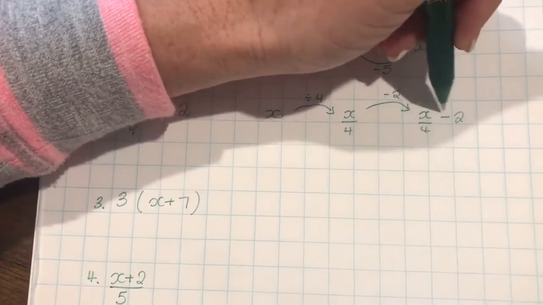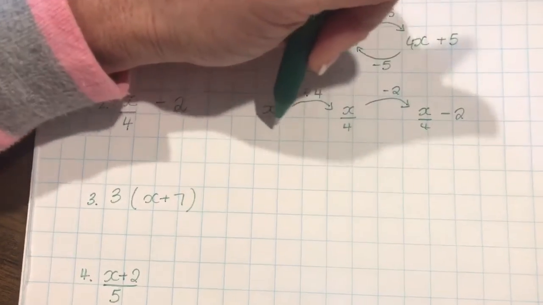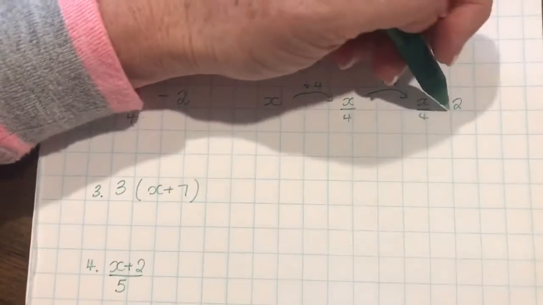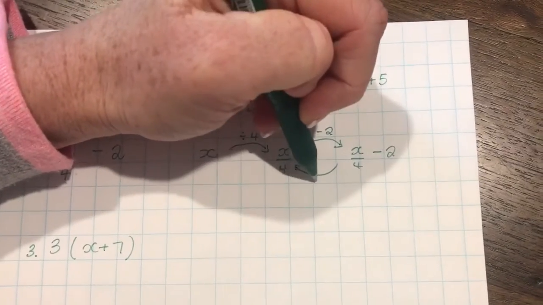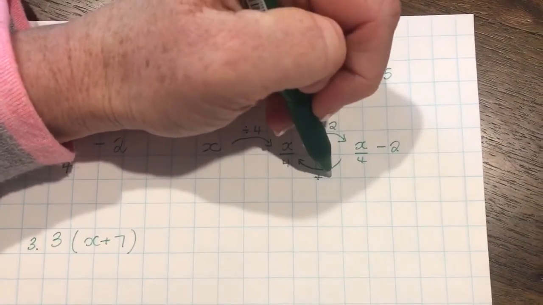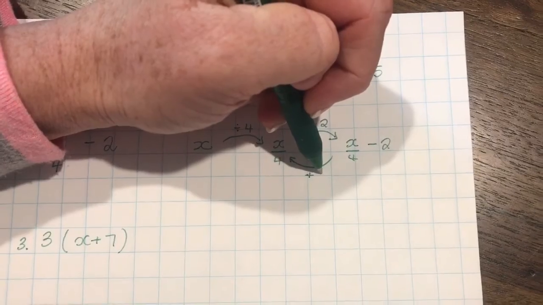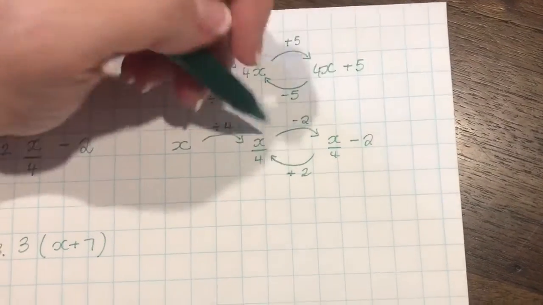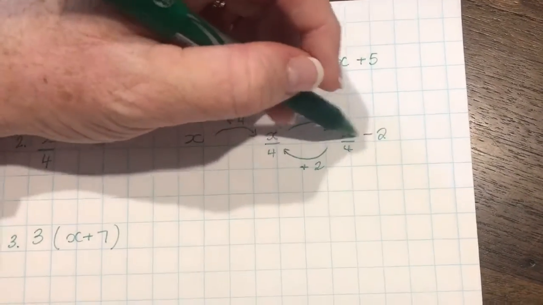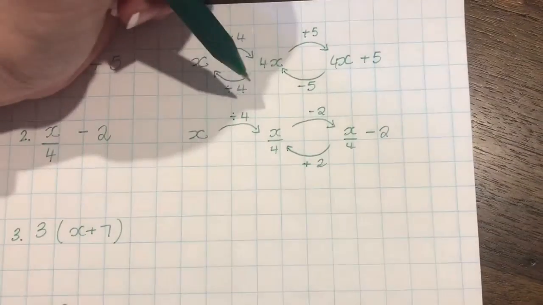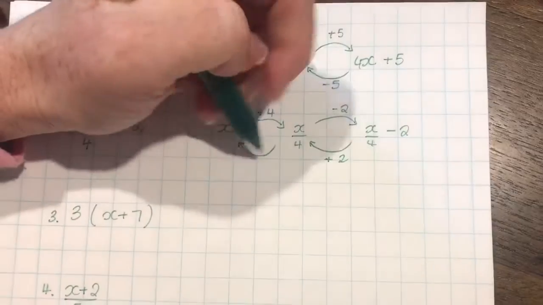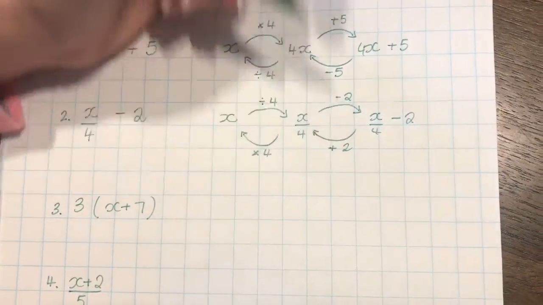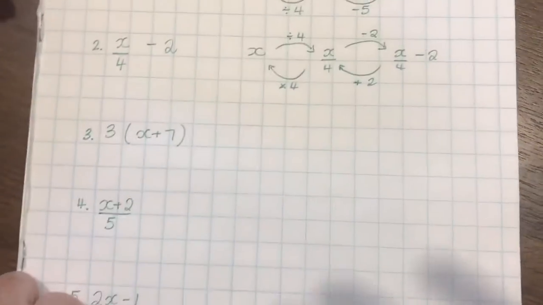So what we want to do now is go work backwards so that we've got x by itself. So the first thing we have to do is get rid of the minus 2. So we undo the minus 2 by using the inverse operation of minus 2, which is plus 2. Now we've got rid of the minus 2 by adding 2. Now we want to get rid of the divided by 4, so we undo that using the inverse of divided by 4, which is times 4. And that gives us x.